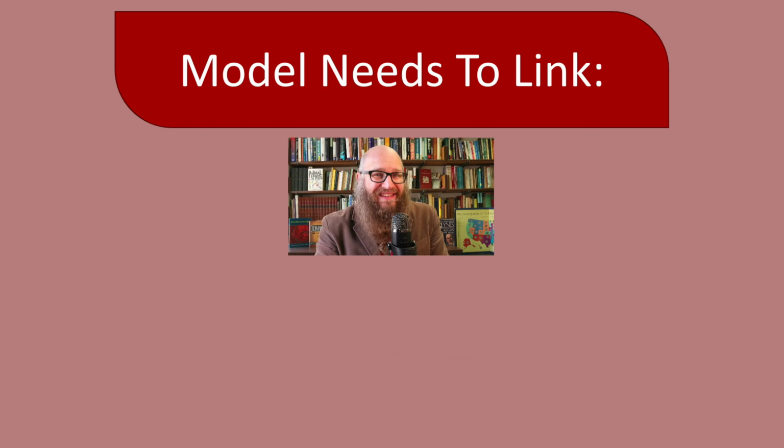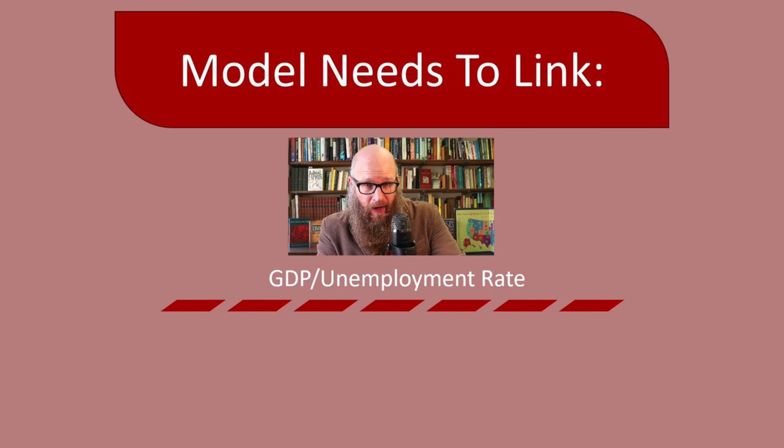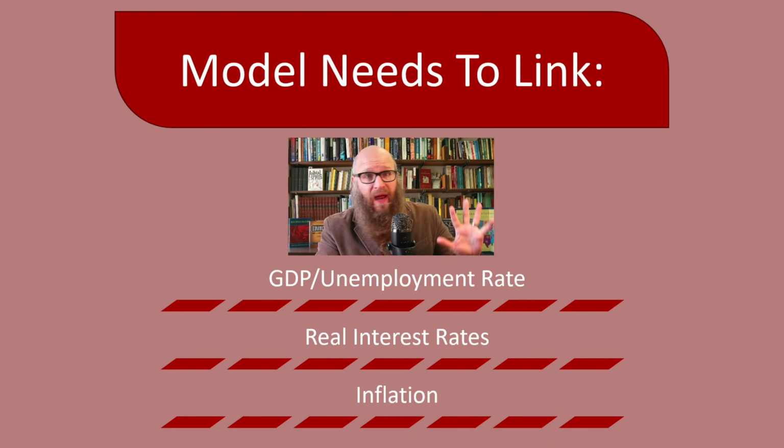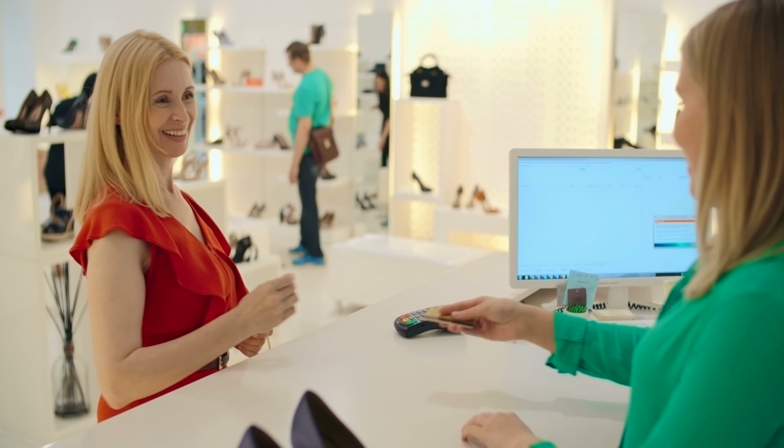Our model needs to link the GDP and unemployment rate, the real interest rate, and all of the prices in the economy, a measure of inflation. The reason we single out the real interest rate from the other prices is because it's the most important price of all the prices in the economy. It is the opportunity cost of spending. It helps us make trade-offs between tomorrow and today, and thus affecting the real interest rate is a powerful tool to affect the macroeconomy today.